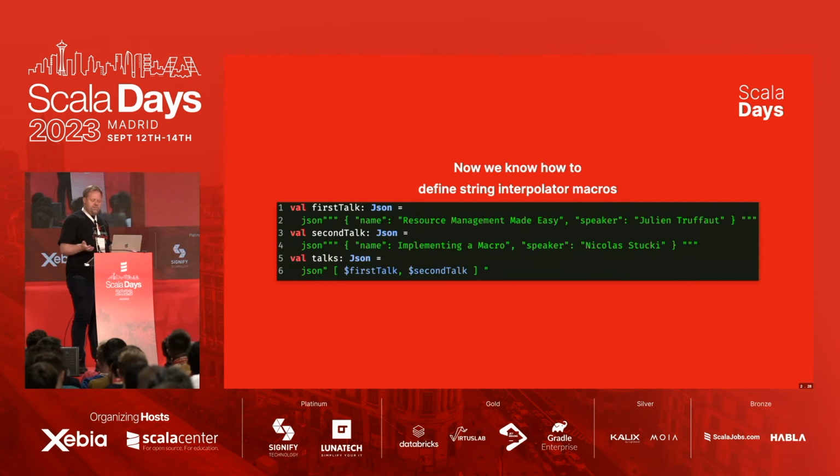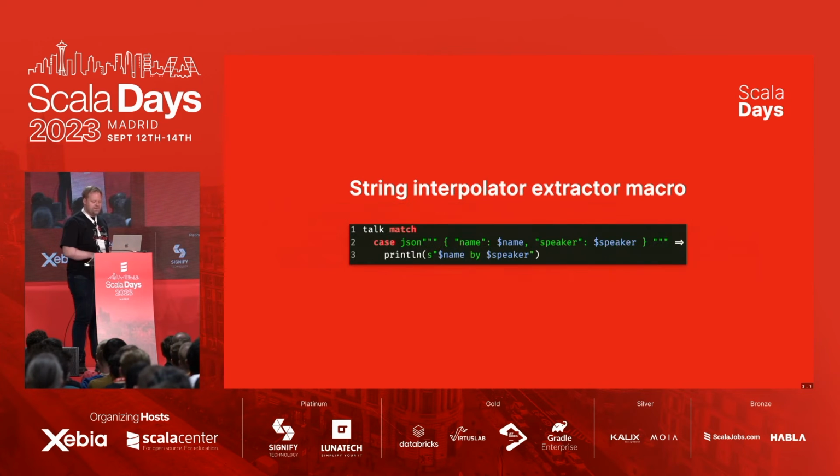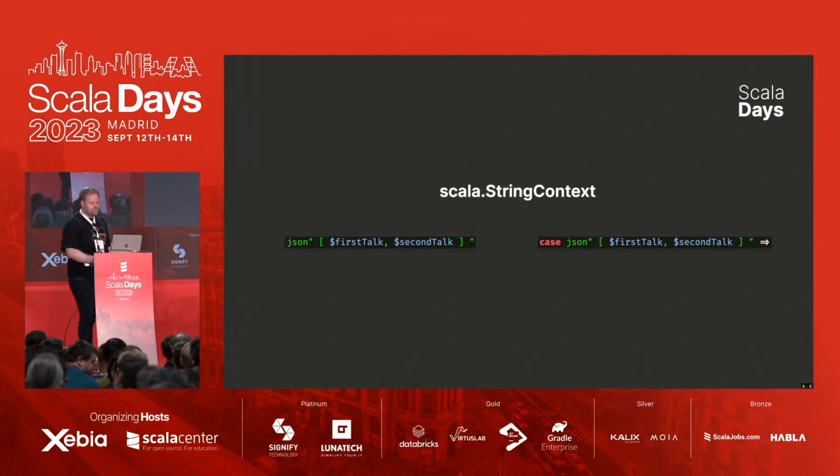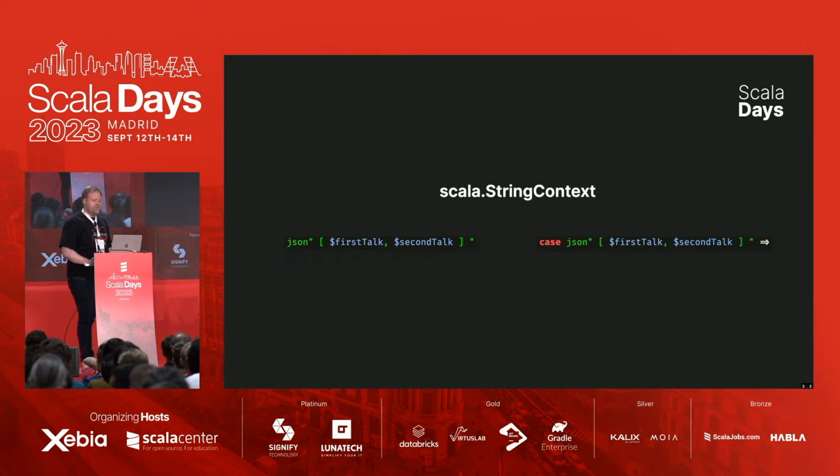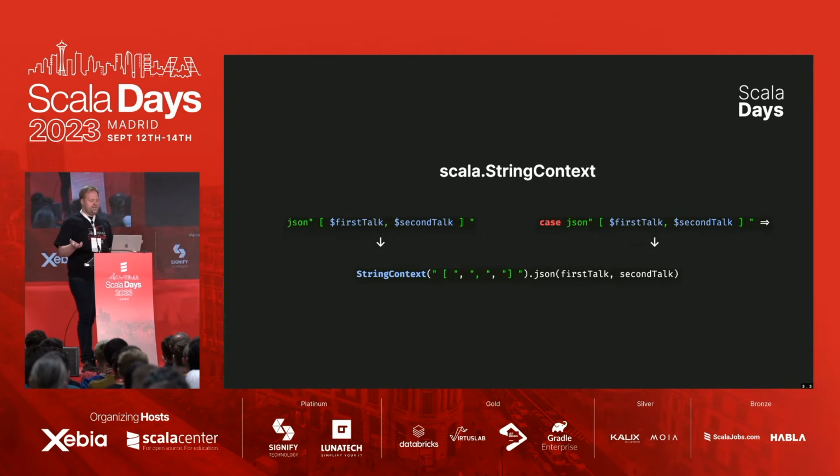So now we have all the code that we need to know how to implement a string interpolator as a macro. Good. So next, we want to implement an extractor for this JSON interpolator. So we have to go back to the string context and see how that works in patterns. On one side, we have an expression, and on the other side, we have a JSON as a pattern. But they will both get desugared to the call to this JSON with the arguments.